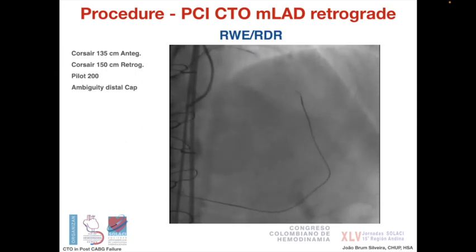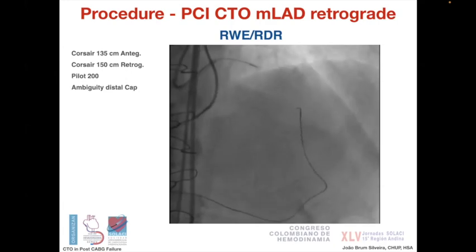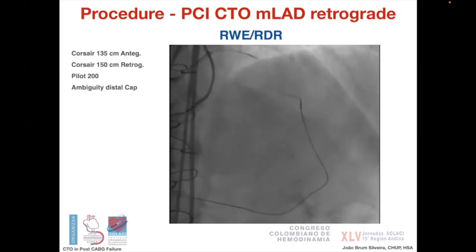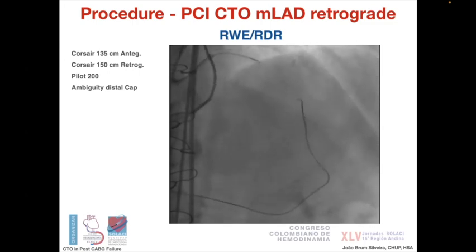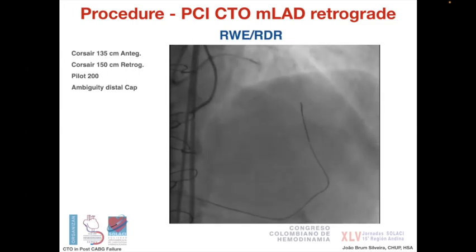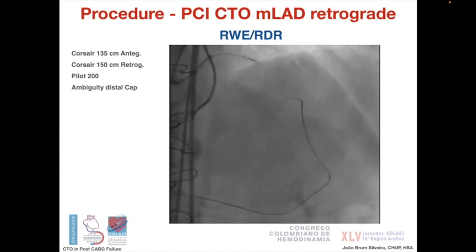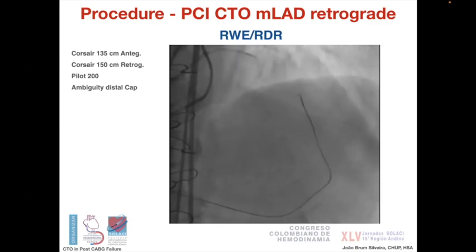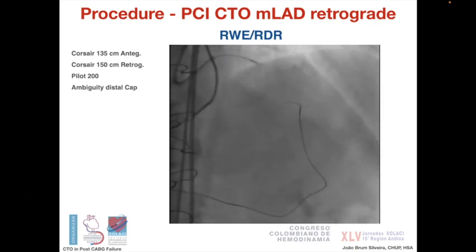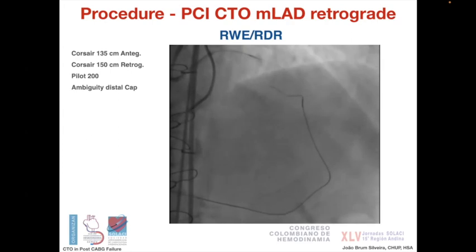We used the Pilot 200, and as you know, you have the problem of the ambiguity of the distal cap, and also the ambiguity of the proximal cap, as we have shown previously. This is a very important problem, and you must take it into account when you are treating a post-CABG patient. You are probably faced with some anatomical distortion. This is a very important point.